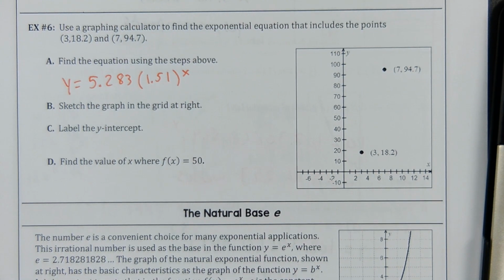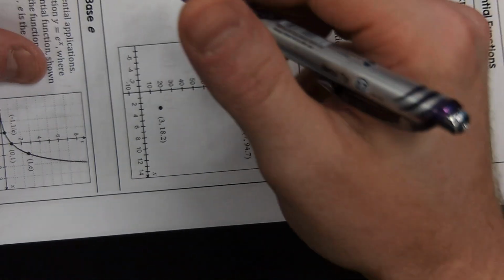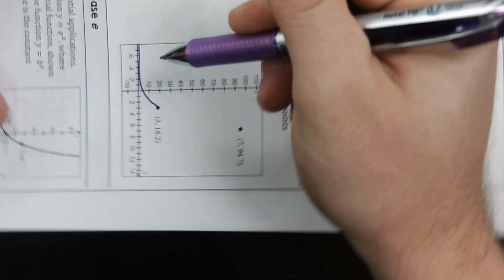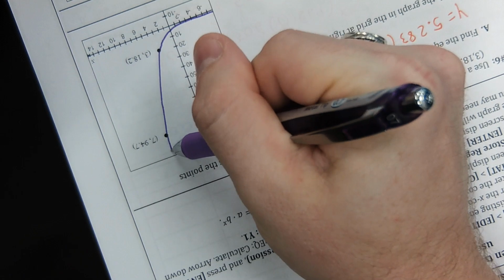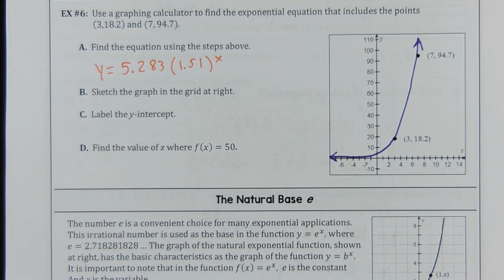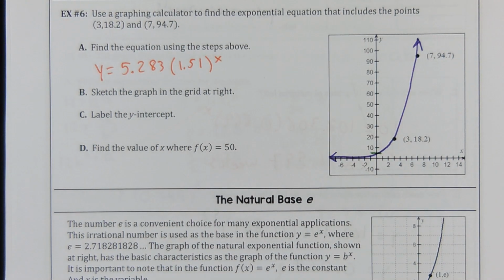It tells us to sketch this graph, which I love this question because you just connect your dots using a curved graph. Don't touch the x-axis. There, we sketched it. I mean, it's whatever. It does say to label the y-intercept. Because it's y equals a times b to the x, we know that a is our initial value, is our y-intercept. That's 5.283.